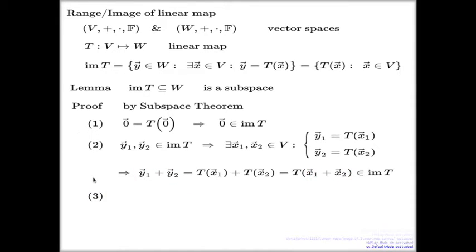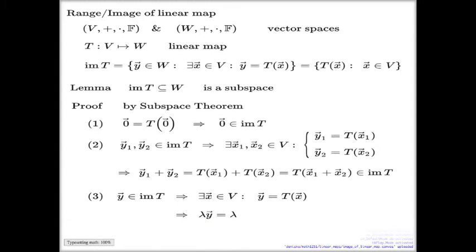The third part of the subspace theorem, it's a scaling part. The same argument, I start off with the element in the image. I interpret what it means to be in the image. That's the interpretation. That the vector can be recovered as the result of T on some x.